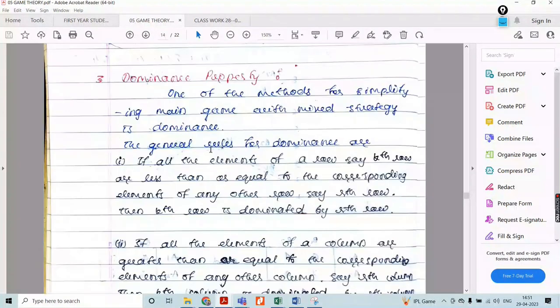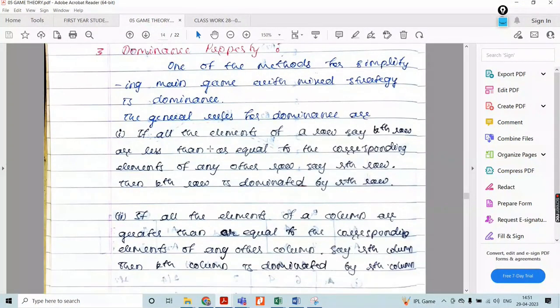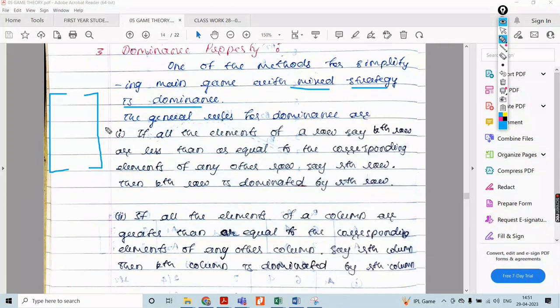Okay, next is the dominance property. This is one of the methods to be used in the case of mixed strategy. To simplify, in some cases there will be a possibility of more than two elements. In a 2 cross 2 matrix, only two elements are present, so I can make use of the PQ method, and then I will get the solution.